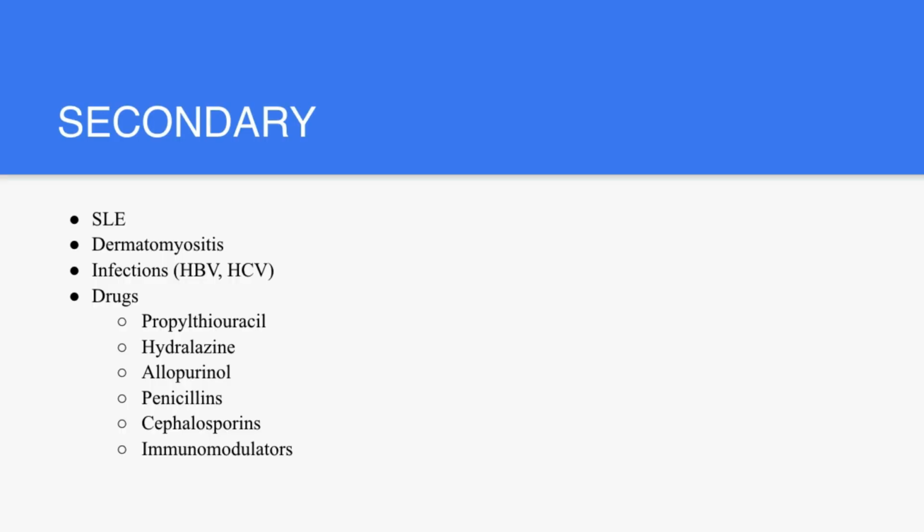Vasculitides might be secondary, like in patients with systemic lupus, dermatomyositis, hepatitis B and C viruses, and certain drugs like hydralazine, allopurinol, penicillins, propylthiouracil, which is used in the States for pregnant thyrotoxic ladies, cephalosporins, and immunomodulators.